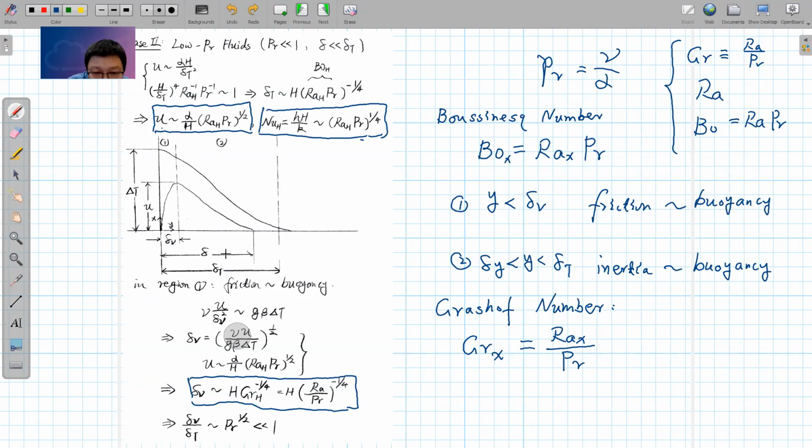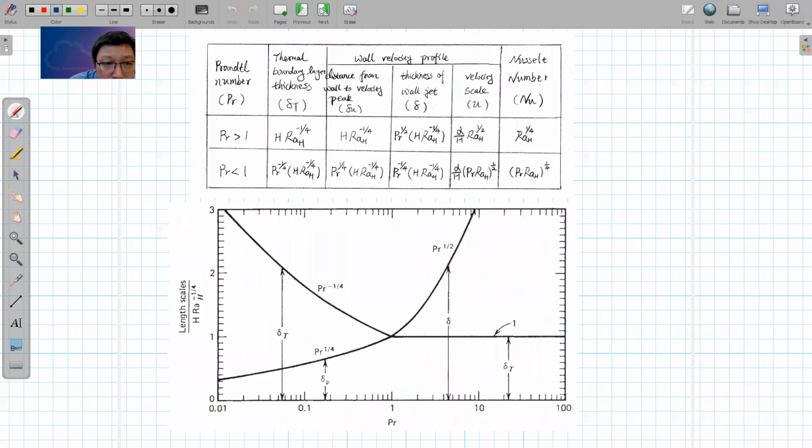I know that you guys may be a little bit lost because there are so many final results here, for both cases, large Prandtl number and small Prandtl number. So it's better that we group all the results together in a table form. Okay, this is what the table form looks like, by doing the scaling. This is the delta T result when the Prandtl number is larger than one and when it is smaller than one.